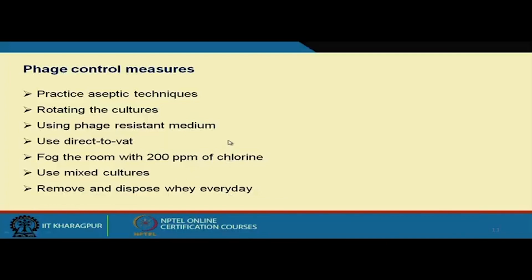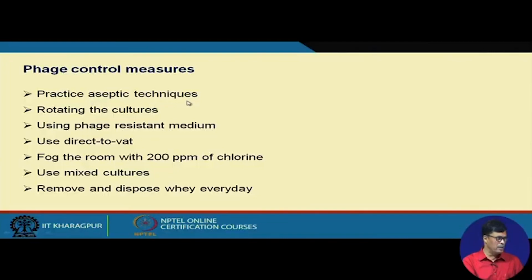Now there is another problem that we have in the curd making process, that is the phage contamination problem. We know the bacteriophage will attack, because it is a kind of parasite that grows on the bacteria and kills the bacteria. If any kind of phage contamination takes place, then it will not allow the bacteria used for the curd making process to grow. So your curd formation process will be totally affected.